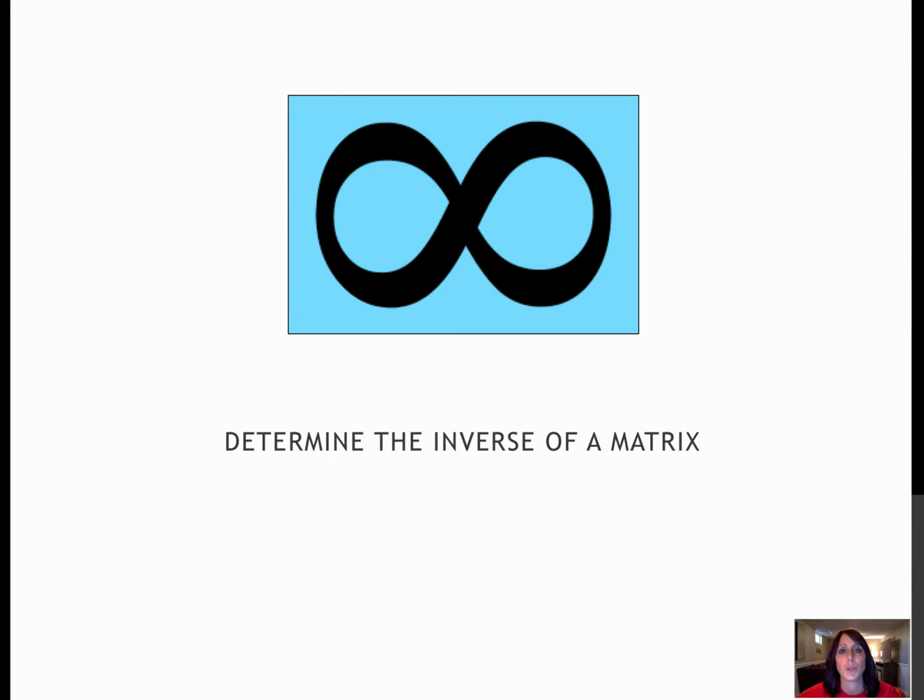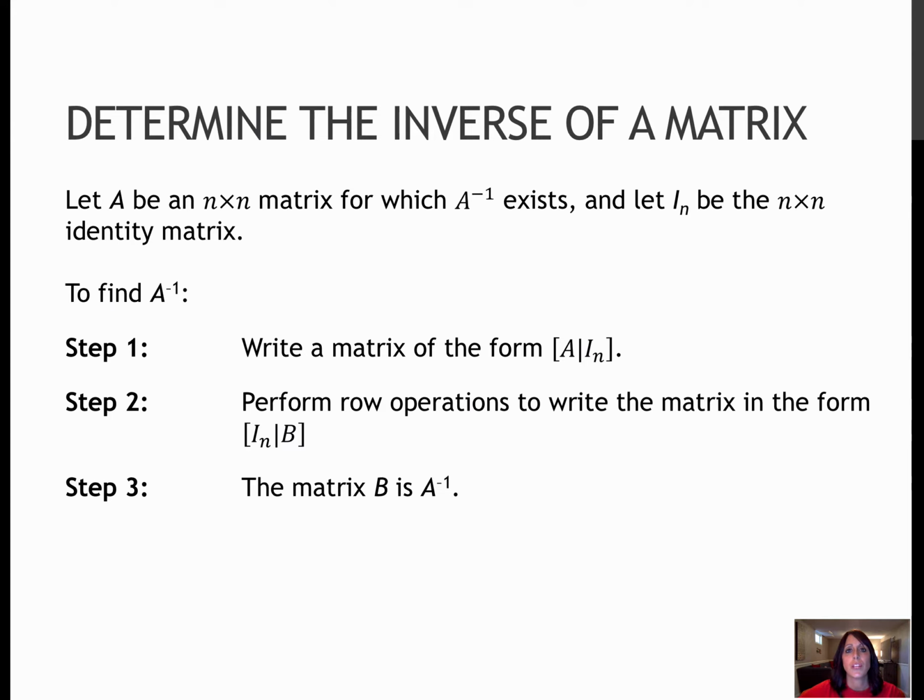In this lesson, we will determine the inverse of a matrix. We already talked about exactly what that is, but we haven't talked about how to find it if we are not given the inverse. One way to do that is to write your matrix in the form of whatever your matrix is, and then whatever the identity matrix is.